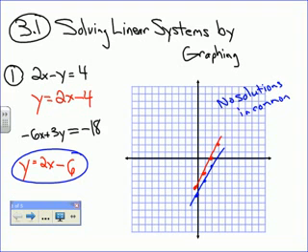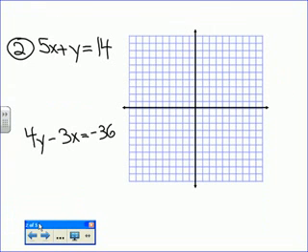So sometimes that'll happen. That's not drawn very well, but those are exactly the same slope, so they're not going to cross. Okay? Do the same thing with these two. Get them into slope-intercept form and graph them. See what happens.